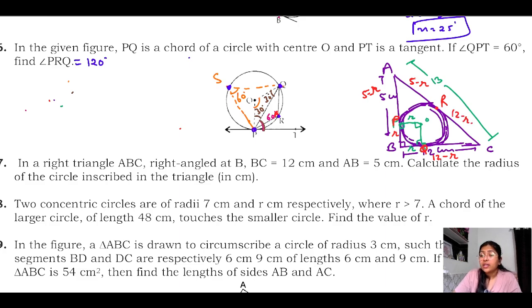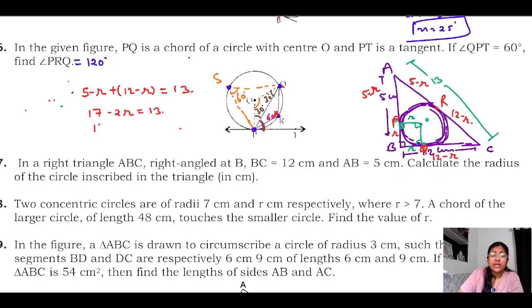But we found that the length AC is 13. It means if you add both lengths, AR plus RC, their sum must be equal to 13. Simplify this, you will get 17 minus 2r is equal to 13. 17 minus 13 is equal to 2r. Subtract these two, 4 is equal to 2r. This implies the value of r is how much? 2 centimeters. Okay, learners, this is clear to you?